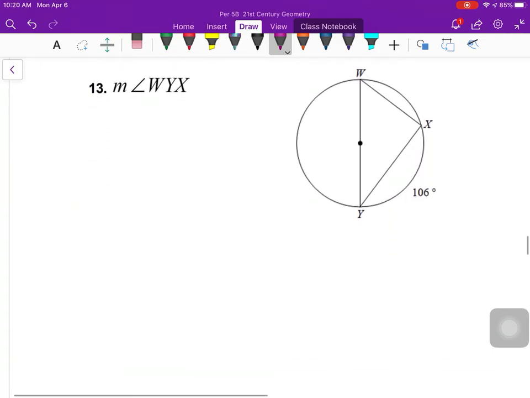Sometimes we can't directly find what we want. We have to find something else first. That's called an intermediate answer, and then use that to get what we were looking for.